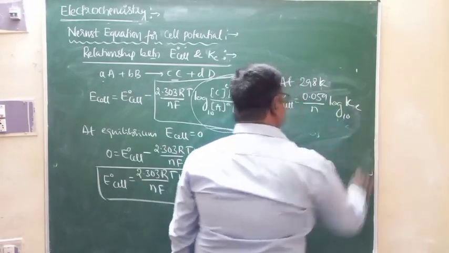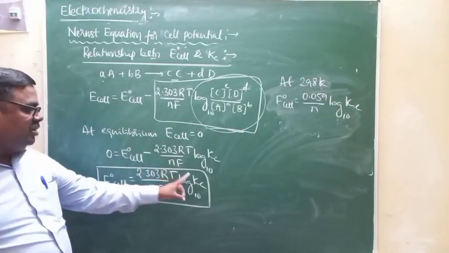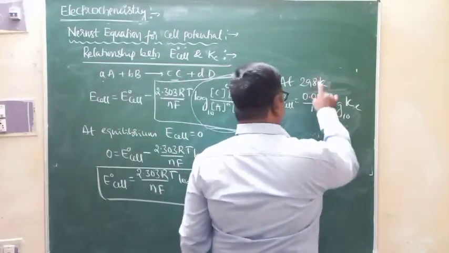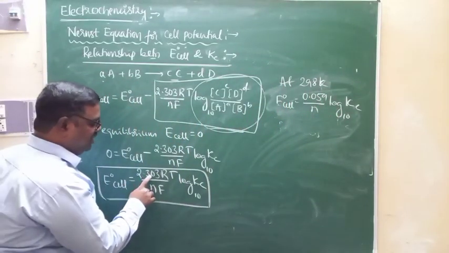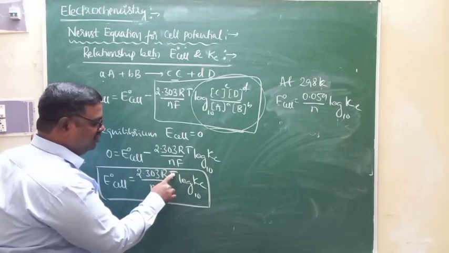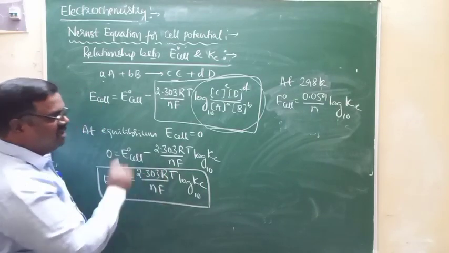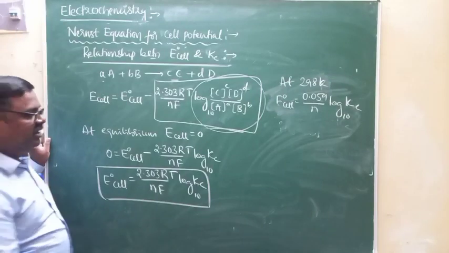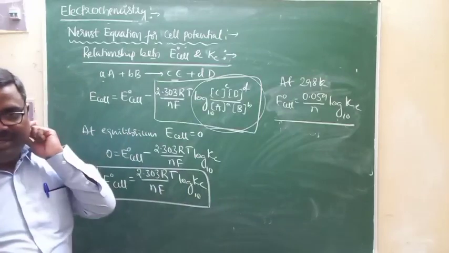This is the expression for the relationship between E naught of cell and equilibrium constant Kc at a temperature of 298 kelvins. At a temperature of 298 kelvins, 2.303 into R into T, T ಅಂದ್ರೆ 298, divided by 96,500 coulombs, ಈ ವ್ಯಾಲ್ಯೂ ಏನಾಗುತ್ತೆ, 0.059 ಆಗುತ್ತೆ. And of course this is the relationship between E naught of cell and equilibrium constant.